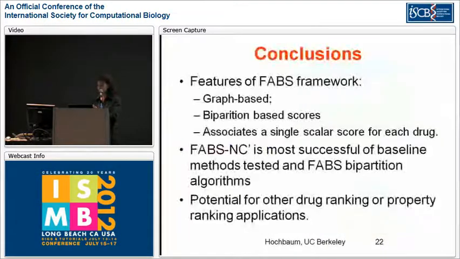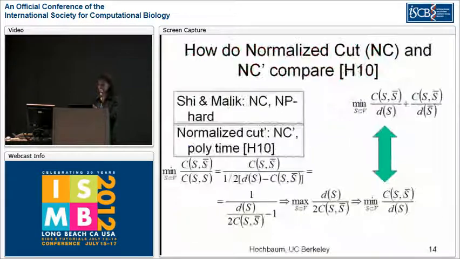I had a question about the symmetry in the normalized cut objective. I noticed there's a term that maximizes the within cluster distance for S, but I didn't notice a complementary term for S bar. I was just curious if you could comment. You just put your finger on it. That's exactly the source of the difficulty.